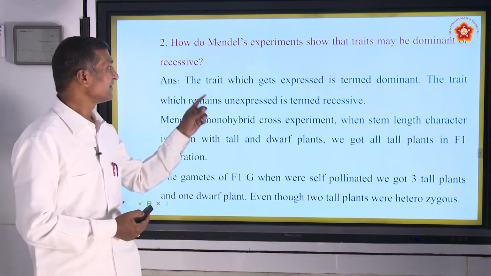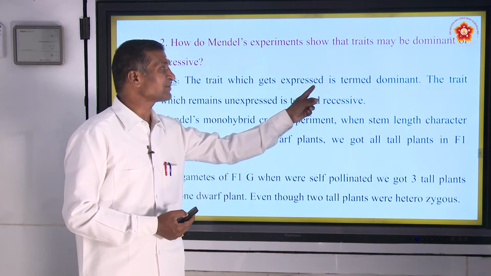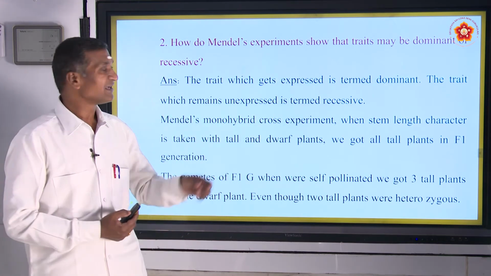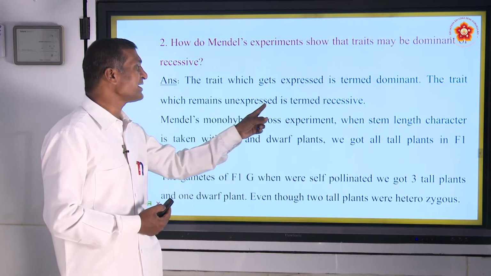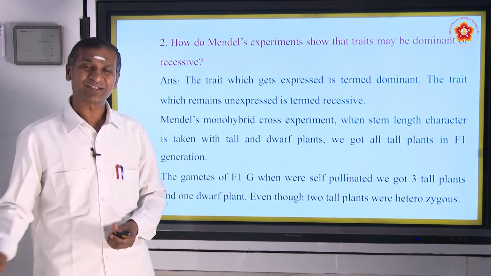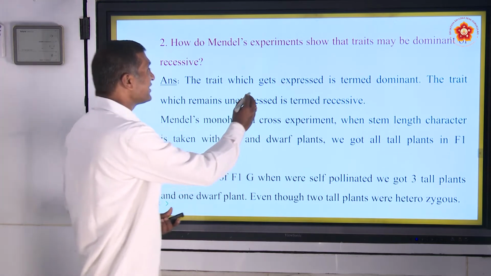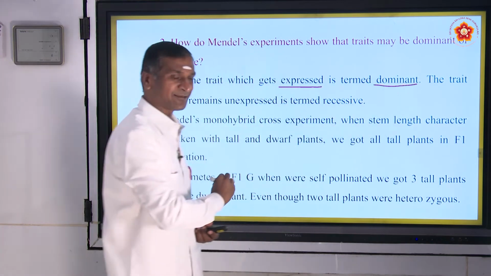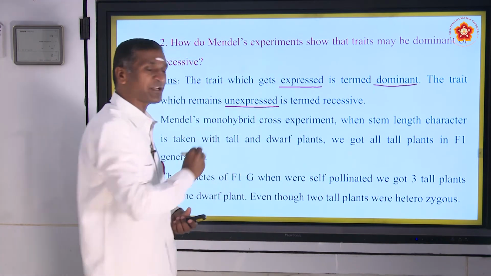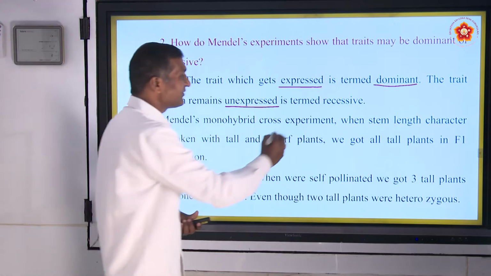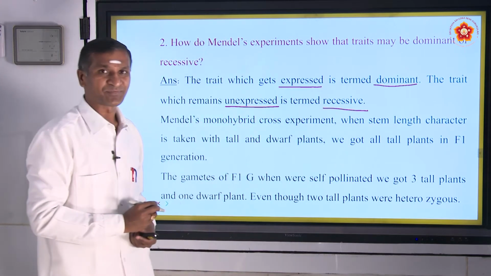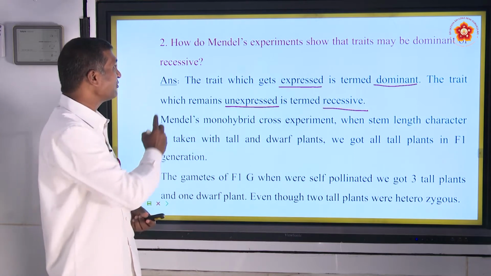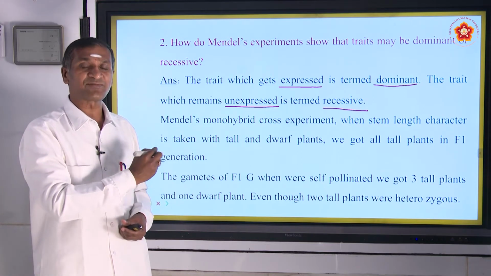The answer is: the trait which gets expressed is termed dominant, which is shown off. The trait which remains unexpressed is termed recessive. Understand very clearly: which gets expressed is called dominant, and the trait which is unexpressed or hidden, we call it recessive. Very happy, almost all have written that. Further, we have to explain that if it is for 3 marks.